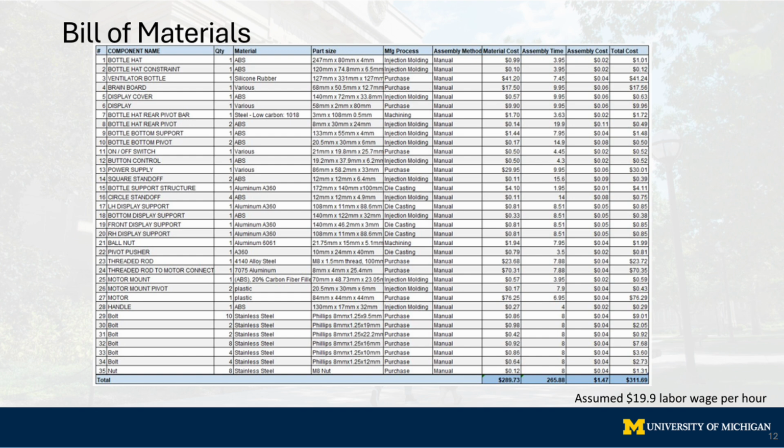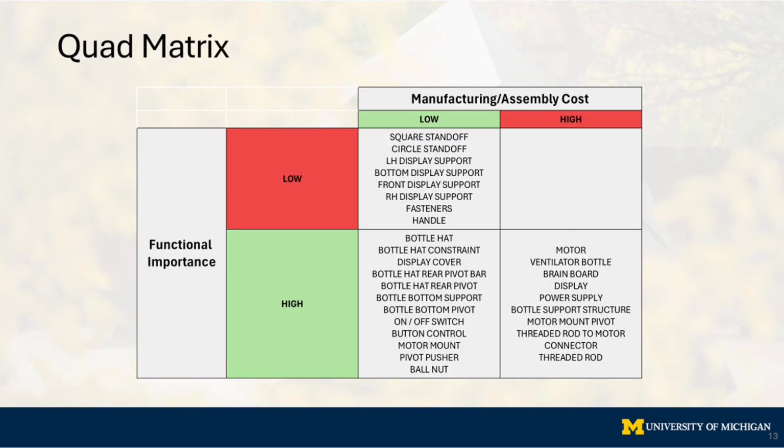This iteration of the BOM assumes a full manual assembly, thus the assembly time was chosen through two-digit classifications of each component, and the assembly cost was then calculated assuming a labor wage of $19.90 per the national average. The full cost of the ventilator comes out to be $311.69.